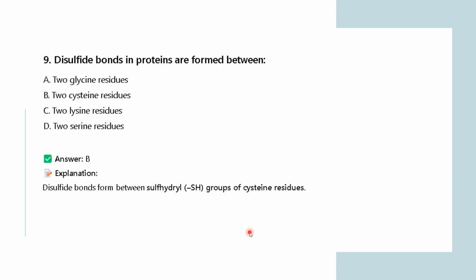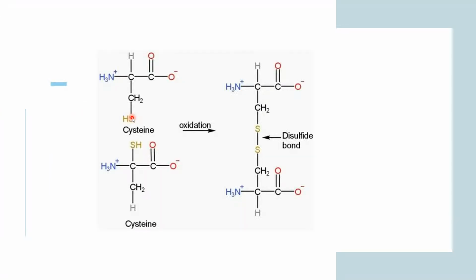To answer this particular question, you should know the exact structure of these four amino acids: glycine, cysteine, lysine, and serine. If you find the absolute structure, you will see that there is a disulfide linkage which happens in these two molecules, that is cysteine.